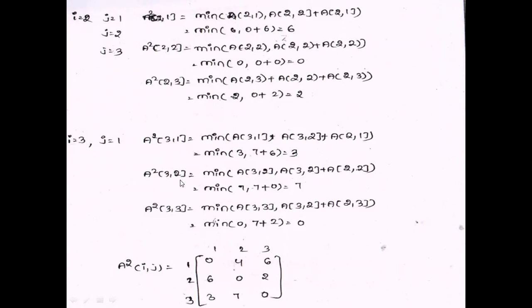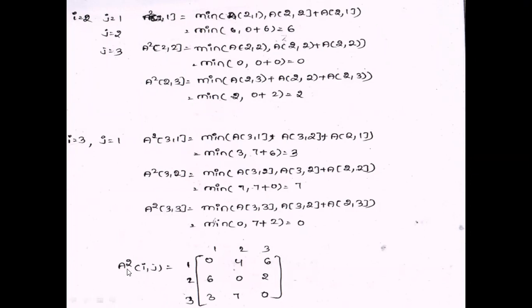Next, 3 to 2 is the minimum of A of 3,2, which is 7, and A of 3,2 plus A of 2,2, which is 7 plus 0, so 7. Next, A square 3,3 is 0. There is a path from 3 to 3 through intermediate vertex 2, but it is not the minimum, it is 9, so the minimum of 0 and 9 is 0. So the matrix A square represents the shortest paths through intermediate vertex 2.